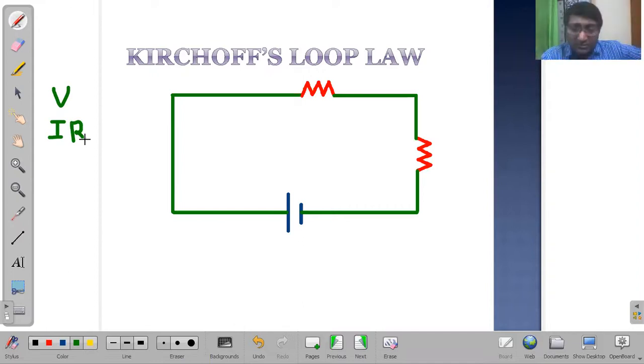So in the entire Kirchhoff's loop law equation, you have only two choices. Either use the formula V or use the formula IR. You cannot use just I, or you cannot just use resistance R in the formula. It has to be compulsorily either V or IR. So when we do this, it will be clear to you.